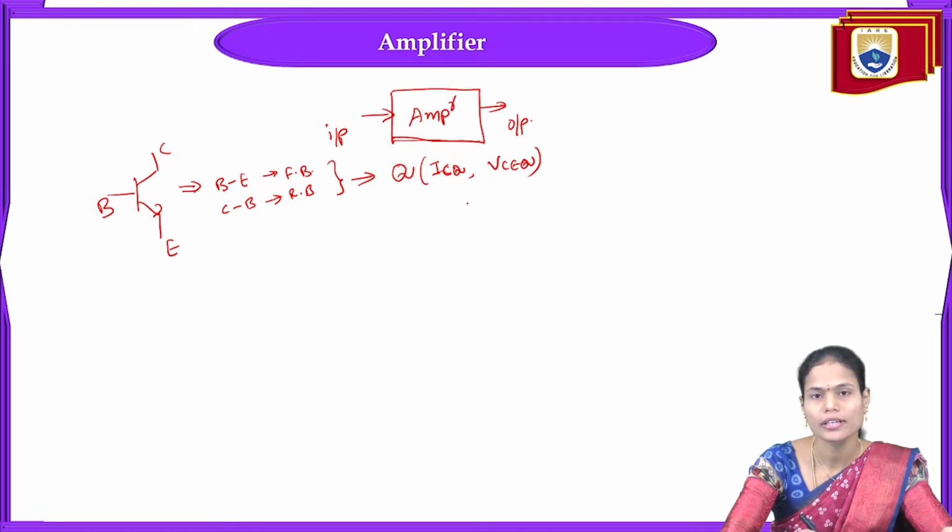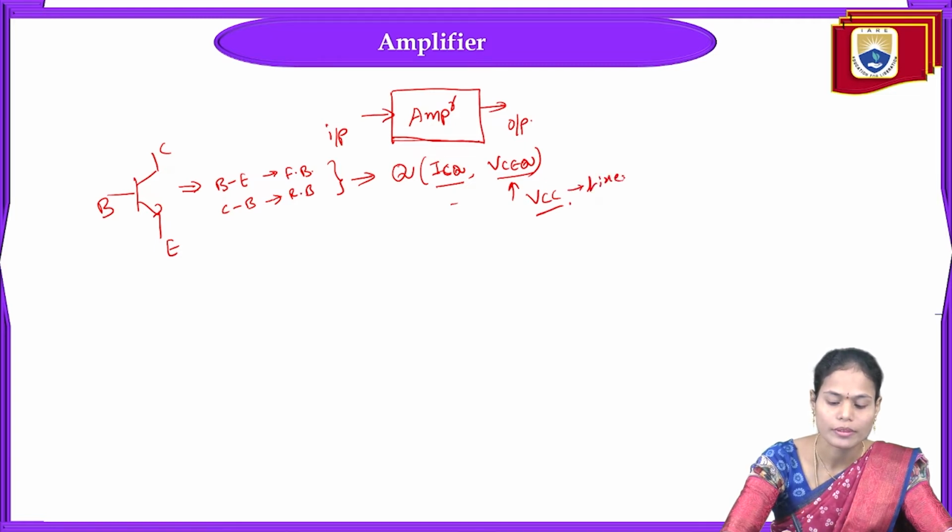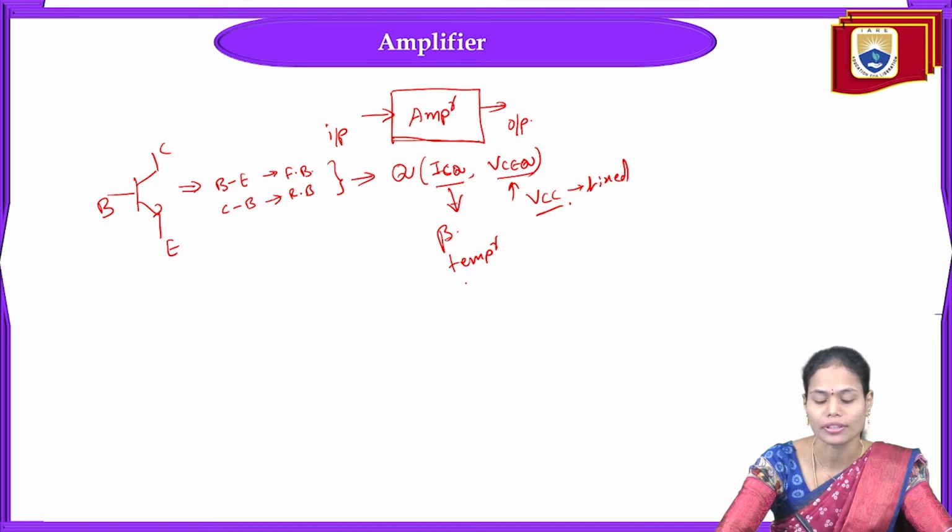To keep it in the active region, we have to find the ICQ value as well as the VCEQ value in the active region. Of these two values, VCEQ is directly proportional to the DC voltage we provide for the transistor, so it will not vary. This value is fixed. But the value of the collector current varies due to different parameters. It may vary due to the current amplification factor, due to temperature variations, or due to the applied input voltage for the amplifier. Because of all these reasons, the collector current varies.